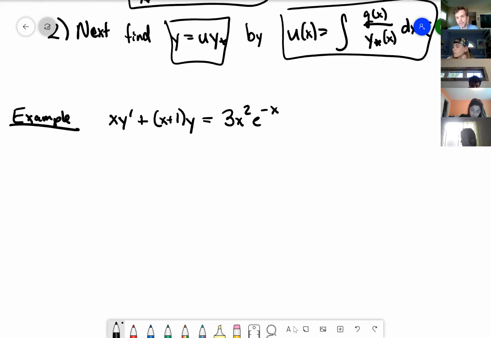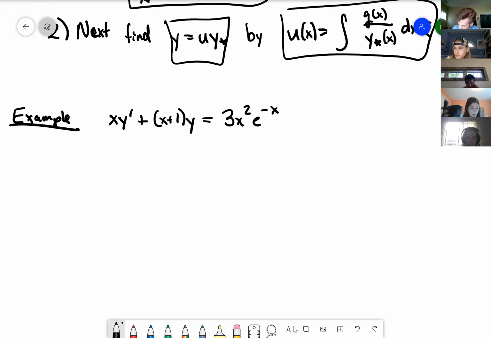So first off, this is definitely a linear ODE, first order. Sorry, I said homogeneous. So this is definitely a linear first order ODE.